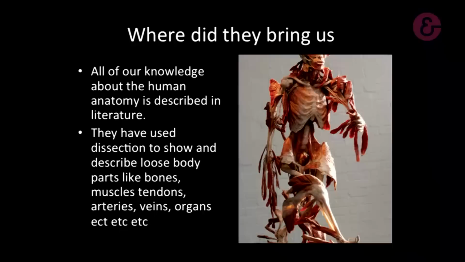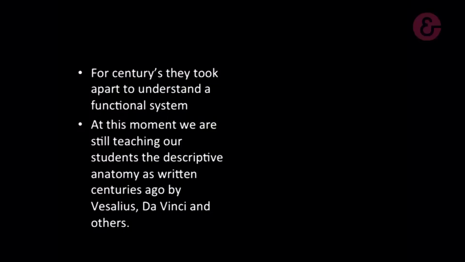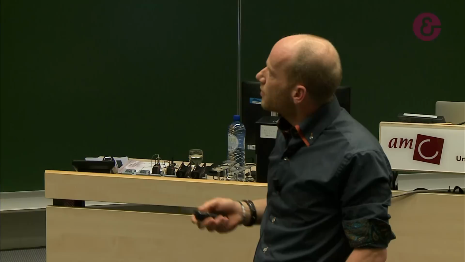So what do we know? All of our knowledge about the human body is described in literature, and they've used dissection to show and describe loose body parts, like the bones, the muscles, the tendons, arteries, everything. So everything is dissected, taken apart, and that's what we are learning. For centuries, they took things apart to try to understand a functional system. At this moment, we are still teaching our students a descriptive anatomy. We take things apart in all the books we use, Netter, Sobotta, Prometheus. They're all nice drawings of bodies that are separated: muscle, tendon, bone to bone. I don't think this is correct.